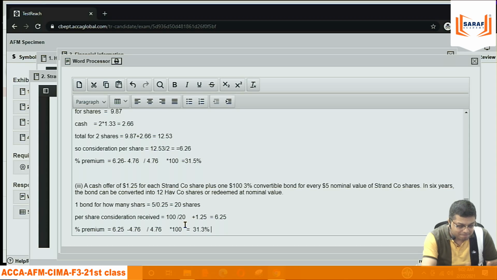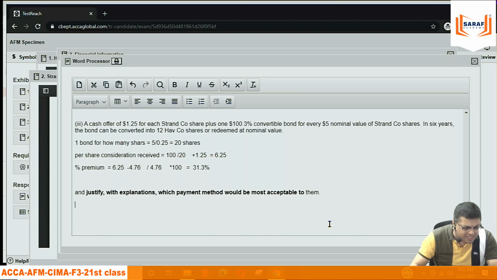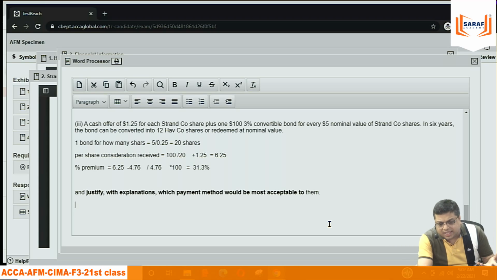Option 3 is best. They are asking us to justify with explanation which payment method would be most suitable. I cannot say which one is best outright. We need to say that in the first case, the entire deal is cash, so the certainty of return is there. But in the second and third cases, it's a cash plus non-cash deal.